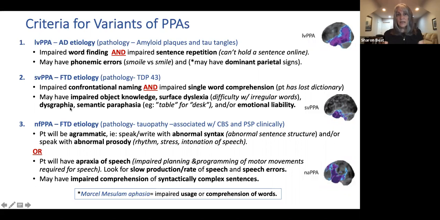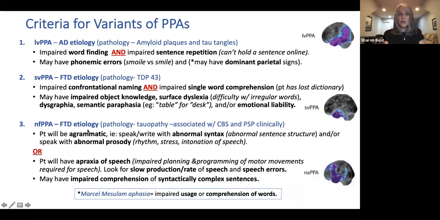Other supporting criteria for semantic variant is dysgraphia, an inability or a decreased ability to write. And we've already mentioned the semantic paraphasias. Also, the semantic variant has a relatively significant correlation with emotional lability.